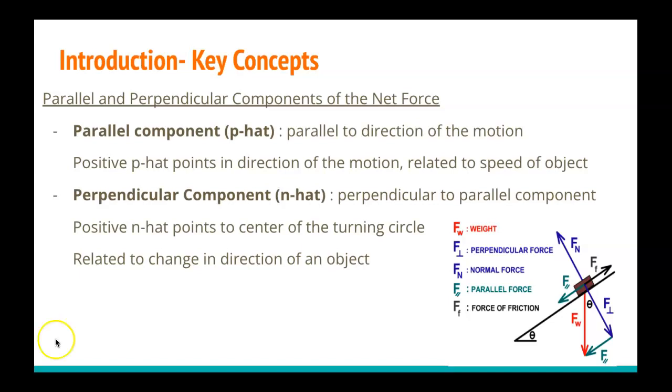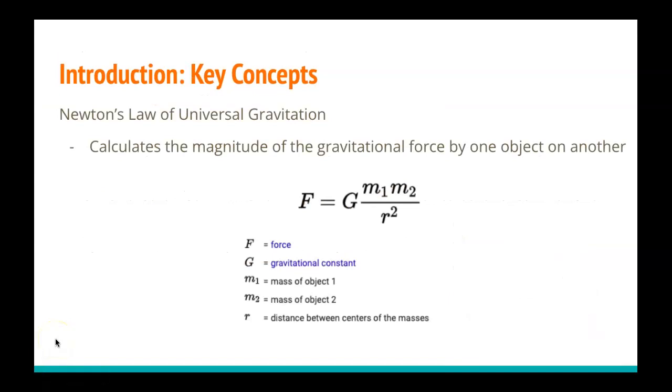The other important concept in this lab is Newton's universal law of gravitation. Because this experiment takes place in space, the only force acting on the object is gravity. This slide shows how to calculate the gravitational force. G is the gravitational constant, the two m's are the masses of the objects, and r is the distance between the centers of the masses.